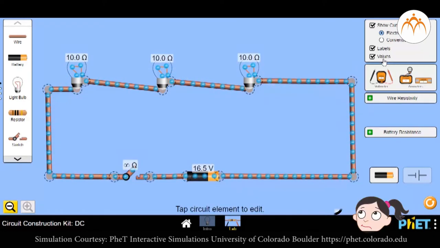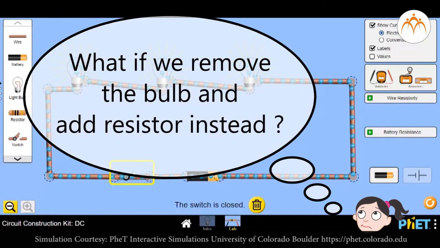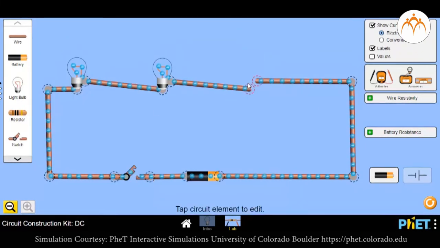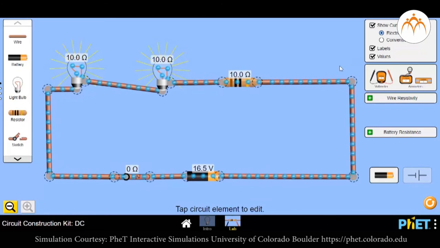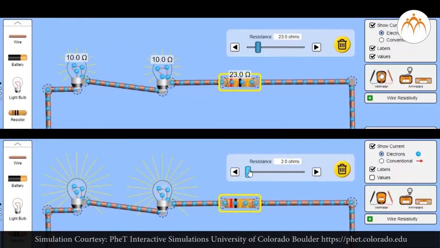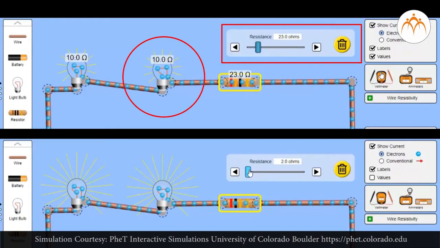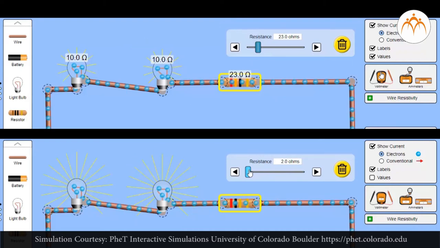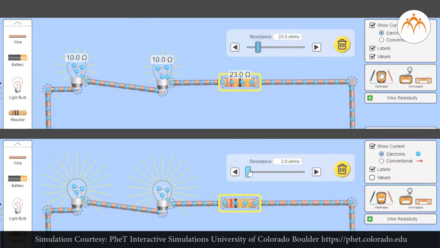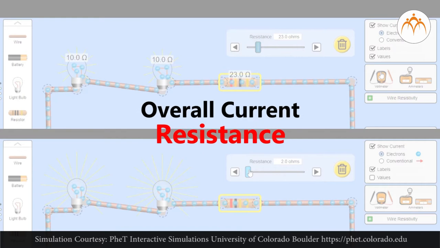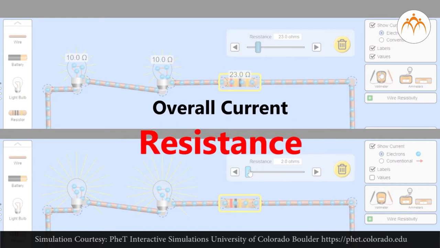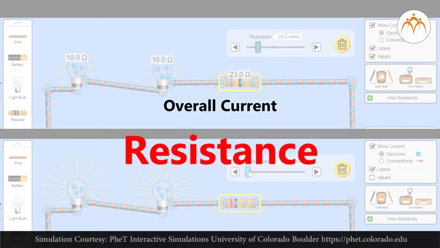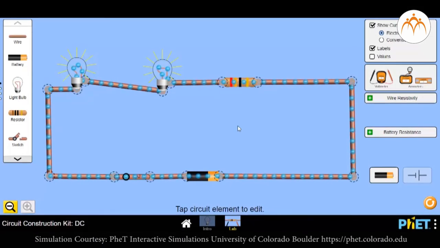And what if we remove this bulb and add a resistor instead of it? It should have the same effect as that of the bulb. And what will happen if I increase the value of resistance? As you can see, when we increase the resistance, the intensity of the bulbs in the series circuit is reduced. So for series circuits, as more resistors or bulbs are added, the overall current decreases. This decrease in current is consistent with the conclusion that the overall resistance has increased.